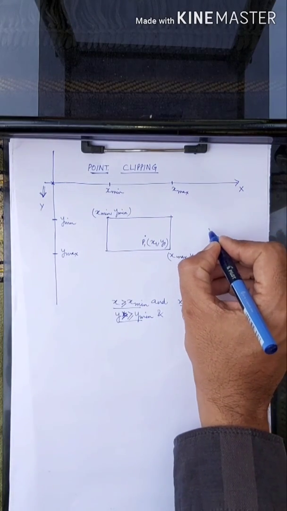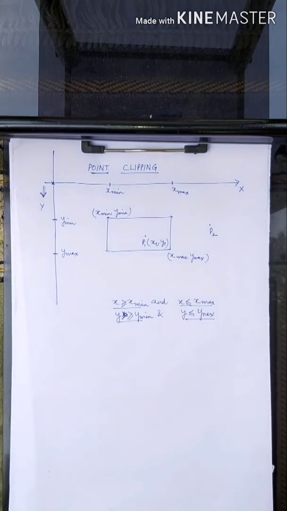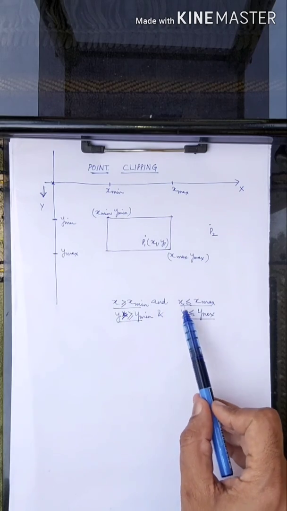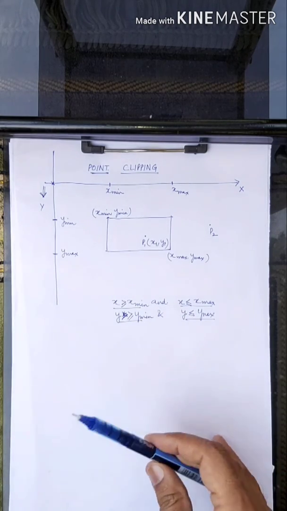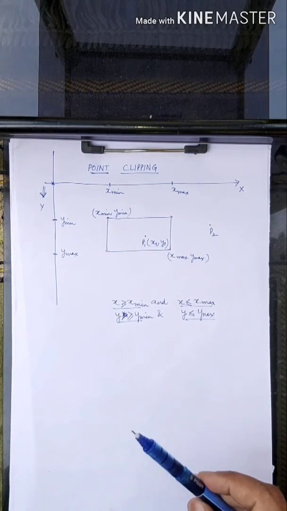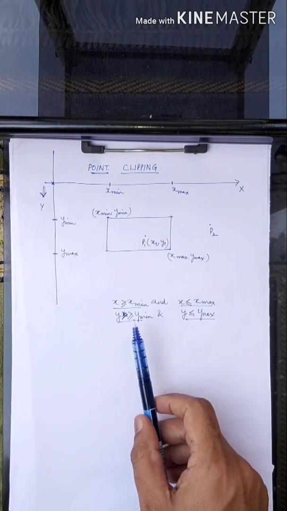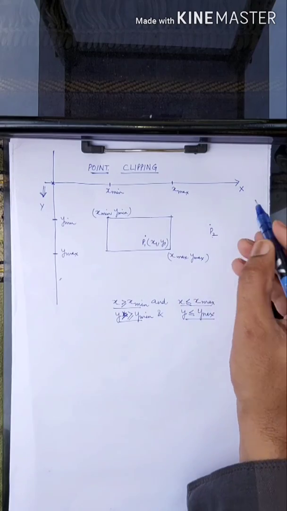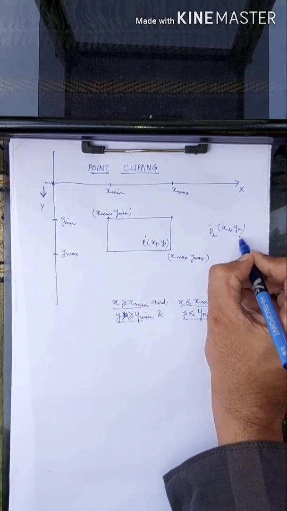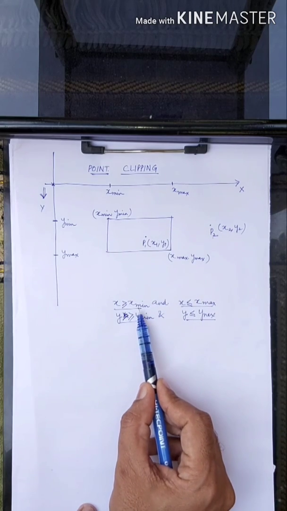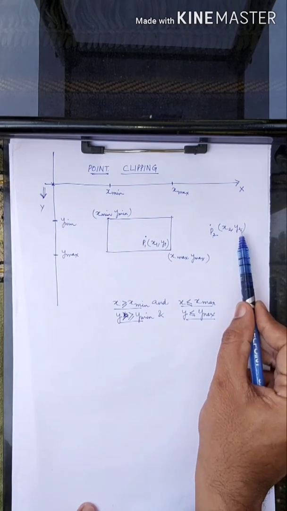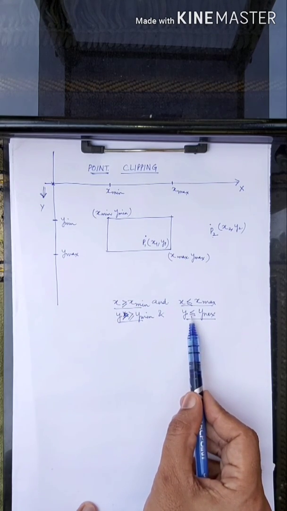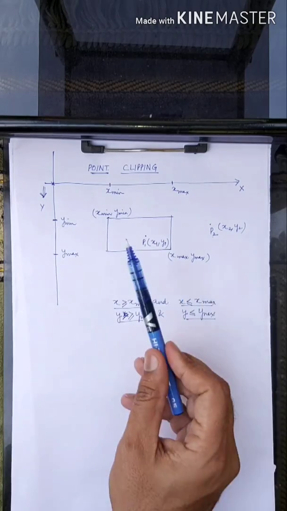If you take some other point, let us suppose this point P2. If any point violates any of these four conditions, I repeat, any of the four conditions, not all the four, either 1 or 2 or 3 or 4, it will be outside the window. For example, the point P2, let us suppose x2 and y2 are its coordinates. X2 will be compared with these extreme points x min and x max. Y2 will be compared with y min and y max. If all the four conditions hold, then this point would have been inside the window.